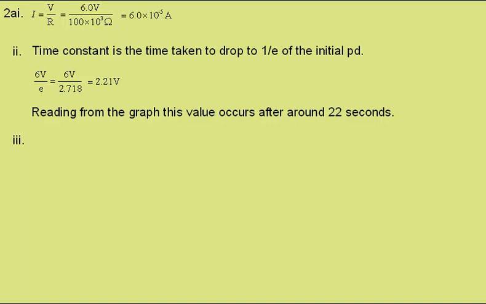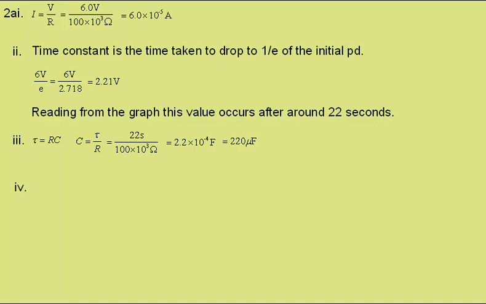In part 3 we need to find the value of the capacitance. Well, for this we can use the time constant is equal to the resistance times the capacitance, so capacitance is time constant over resistance, 22 seconds over 100 kilo-ohms, a capacitance of 2.2 times 10 to the minus 4 farads. We can write this as 220 microfarads.